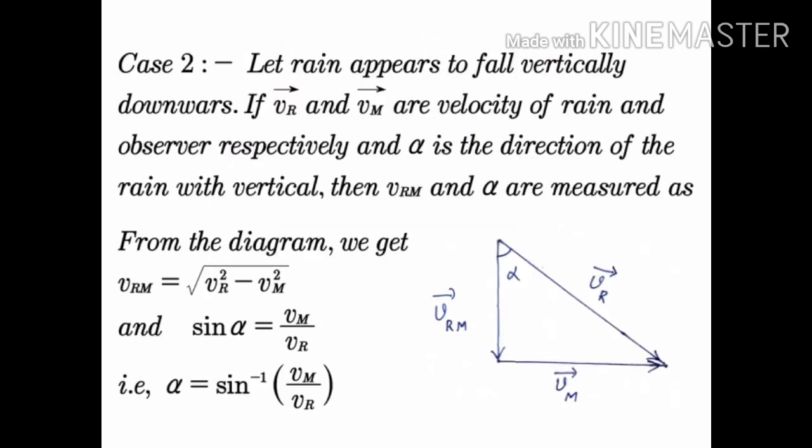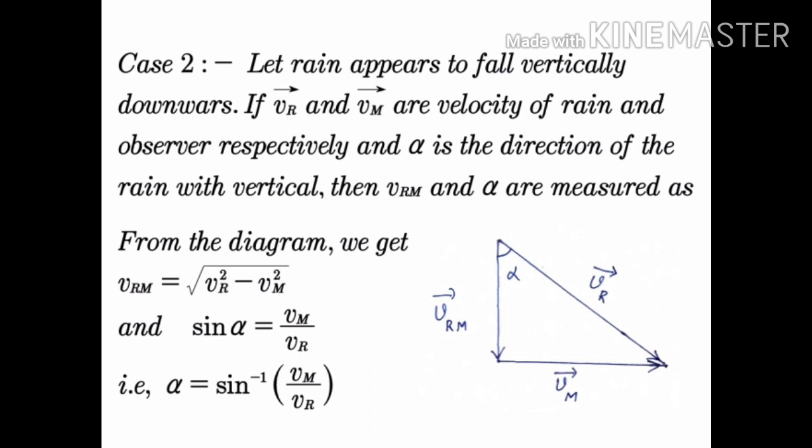Let rain appear to fall vertically downwards. That means rain appears to fall, which is given as the relative velocity of rain with respect to man. In this case also, VR bar and VM bar are taken as the velocity of rain and observer respectively, and alpha is the direction of the rain with vertical. Then VRM and alpha are measured as usual, as shown in the process.